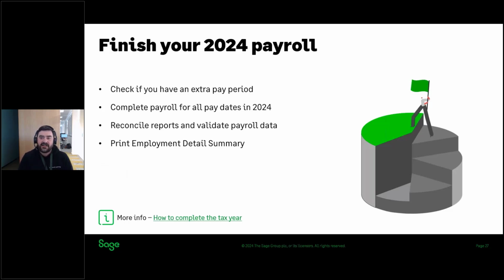But just to recap that last section, finishing your 2024 payroll. First thing we went through is checking if you have an extra pay period. So that's weekly, fortnightly, or 4-weekly, where your pay date lands on Monday the 30th or Tuesday the 31st of December. You'd complete payroll for all pay dates remaining in 2024. And if you have given out any small benefits, you might want to process those through payroll as well, so they can be submitted. Once you're at end of period for your last period of the year, you'd reconcile your reports and run validate payroll data. And then that optional task is printing the employment detail summary, either for your reference or for your employees. That can be printed or saved as a PDF.